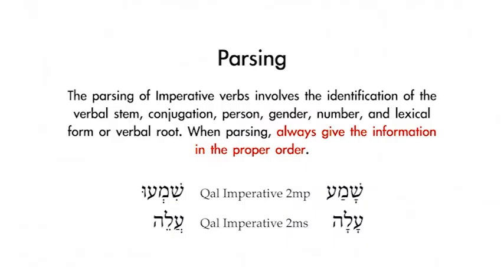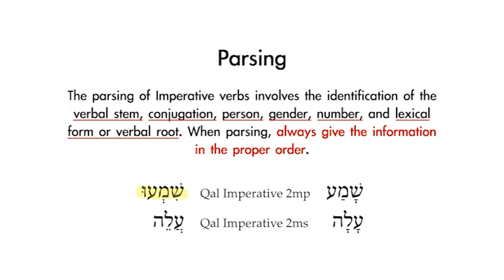Parsing. When you parse an imperative verb, it involves the identification of the verbal stem, conjugation, person, gender, number, and lexical form or verbal root, just like the perfect or imperfect. And remember, when parsing, always give the information in the proper order. So here's how it looks with the imperative verb. In our first example, shim'u, Qal imperative 2MP from the lexical form shama. Now we know that every imperative verb is second person, but I believe it's always important to give the full label every time in terms of person, gender, and number.